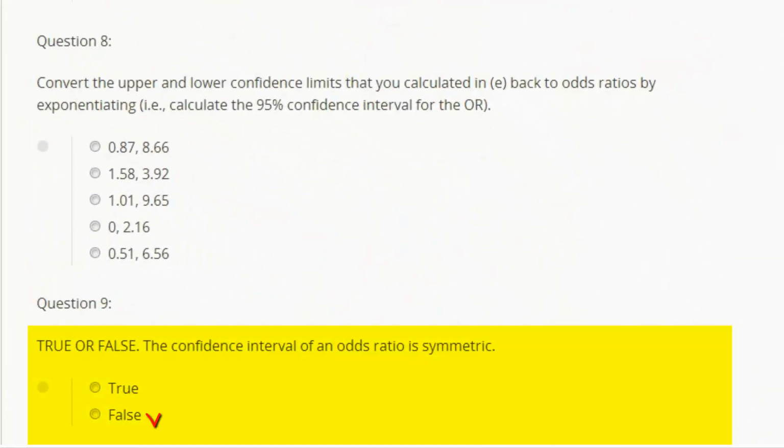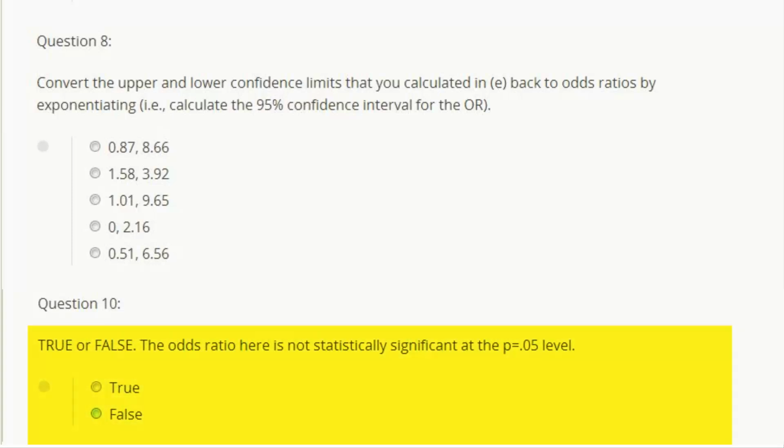The answer to F is false. The confidence intervals of the logs of an odds ratio are symmetric, as we just found, but when we exponentiate, the symmetry is lost and the confidence interval of the actual odds ratio is not symmetric. The answer to G is true. The 95% confidence interval for the odds ratio crosses 1, so we cannot reject the null hypothesis, and thus we know that P is greater than 0.05.